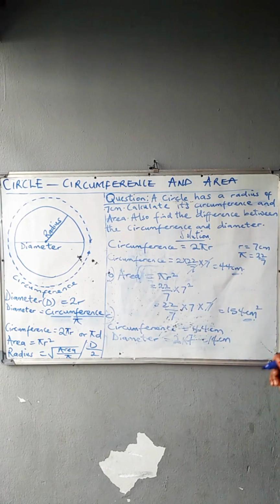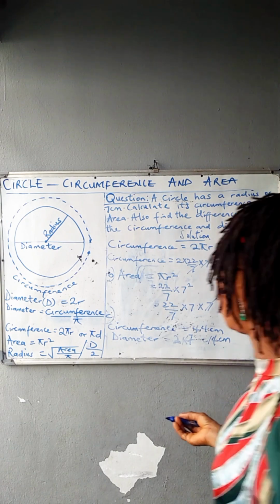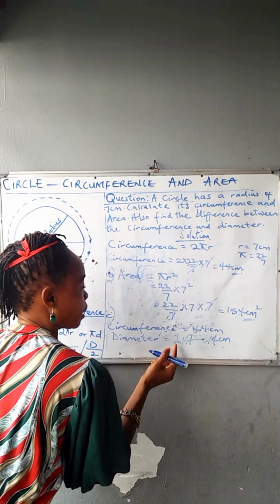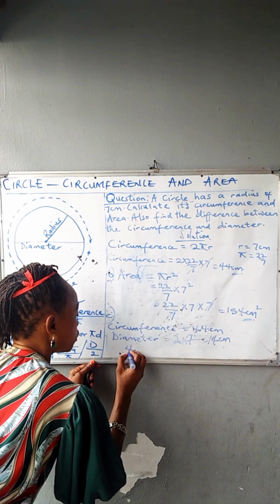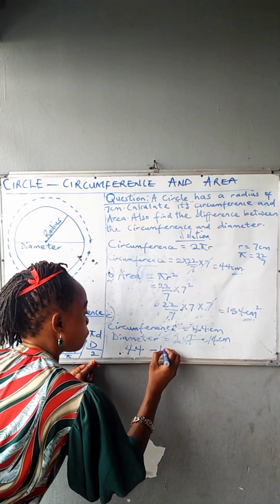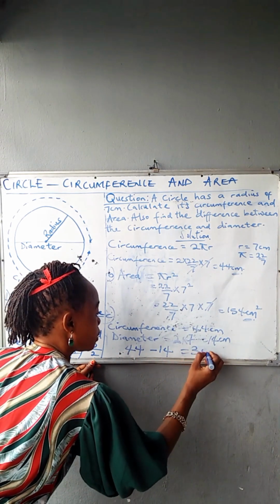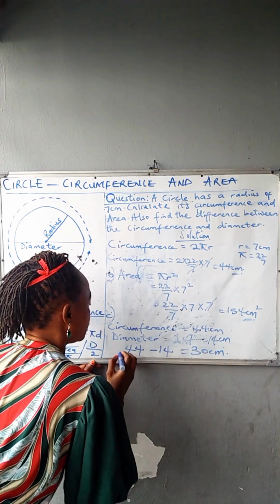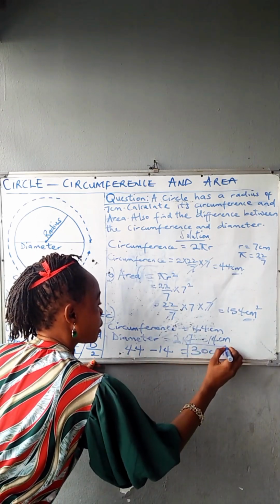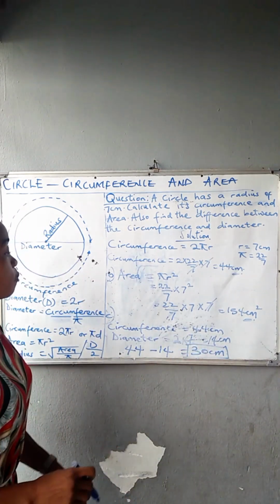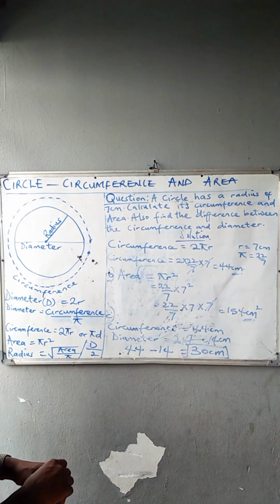Now the difference between the circumference and the diameter will be equal to circumference minus diameter. So we have 44 minus 14, which will give us 30 centimeters. This is our final answer.